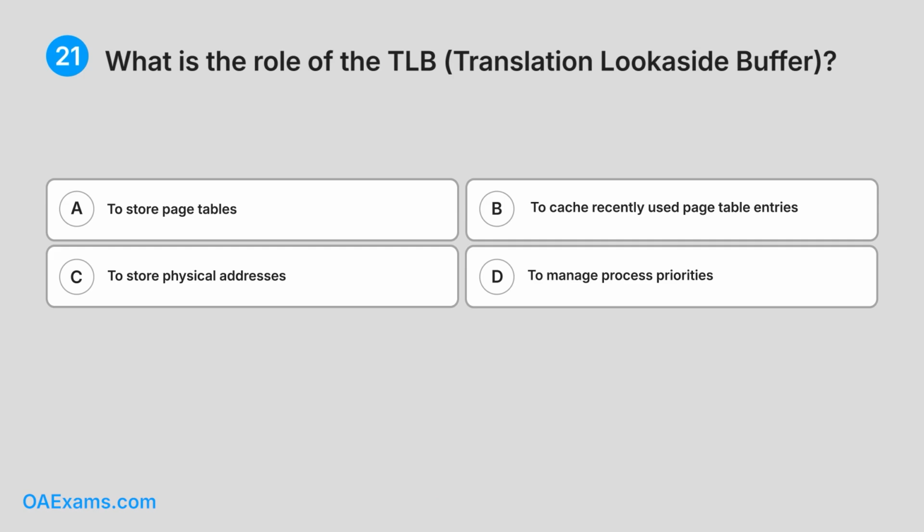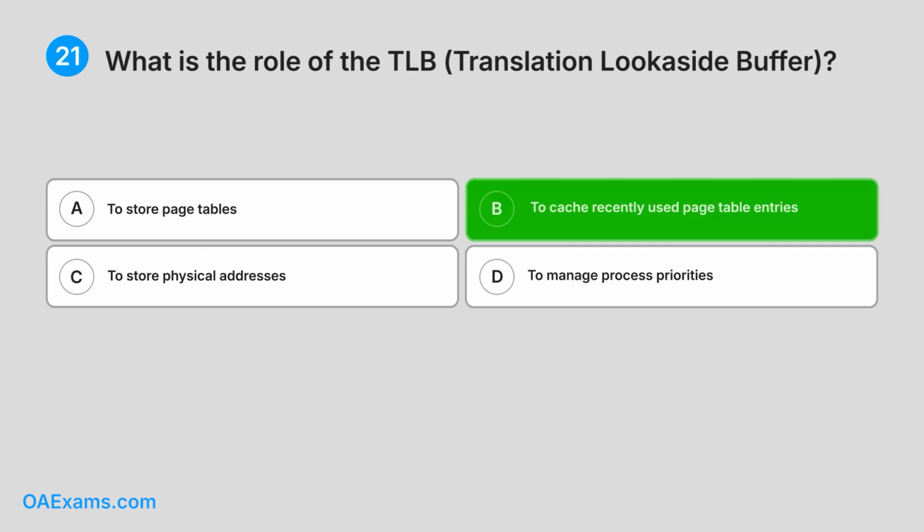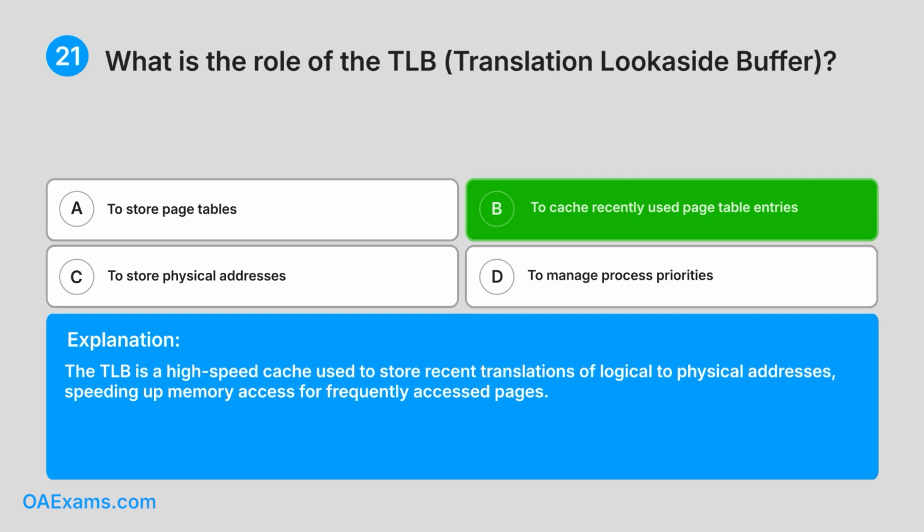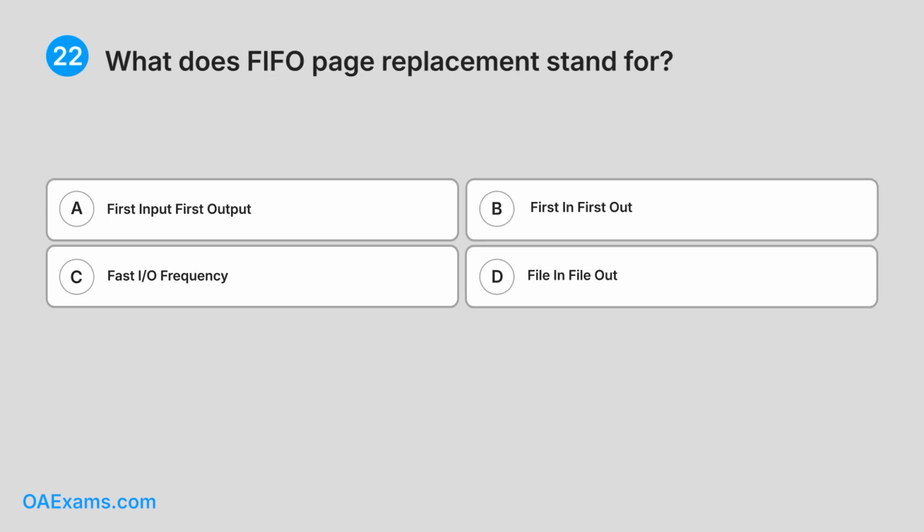Correct answer: B. To cache recently used page table entries. Explanation: The TLB is a high-speed cache used to store recent translations of logical to physical addresses, speeding up memory access for frequently accessed pages. 22. What does FIFO page replacement stand for?